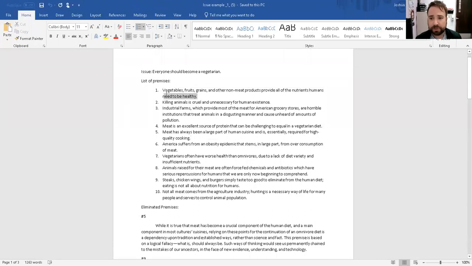Literally, use the premises as the topic sentence. So if this is my premise, vegetables, fruits, grain, and other non-meat products provide all of the nutrients humans need to be healthy, stick the topic in front of the premise and use that as your topic sentence for your paragraph. Everyone should become a vegetarian because vegetables, fruits, grains, and other non-meat products provide all the nutrients humans need to be healthy. Then that entire argument, that whole paragraph, should be about proving this premise.